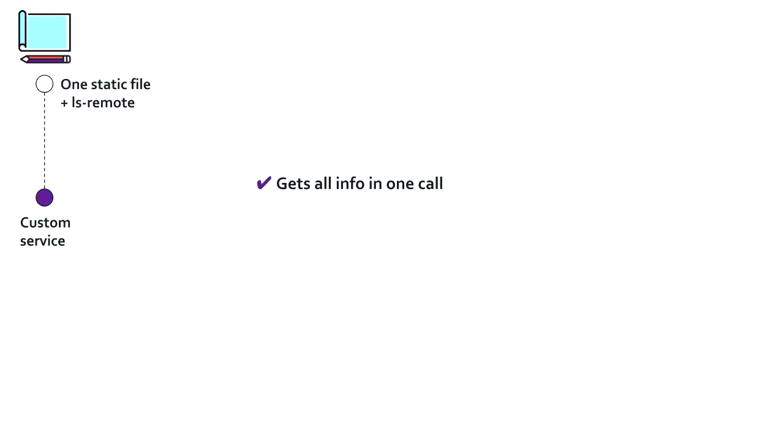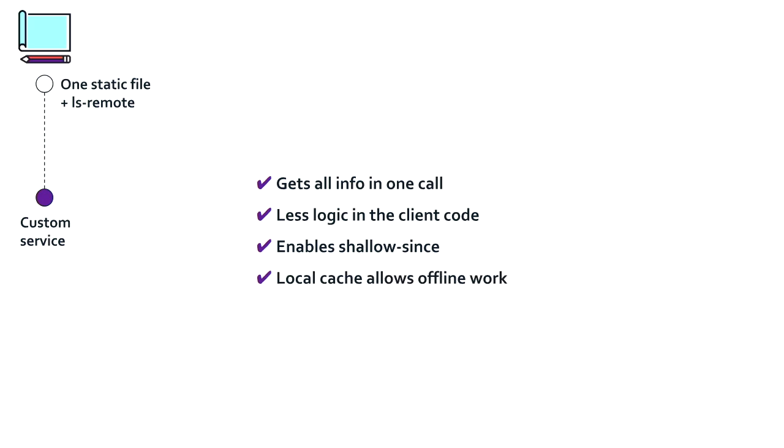OK, so the pros are that we get all info in one call from the server, so we don't need to do a lot of git ls-remote. We have less logic in the client code, which means it's much easier to distribute and update this. It enables shallow sense, which is a huge Git optimization. So Git does not allow shallow clone, but there are a few workarounds. One of them is shallow sense. And if you do git ls-remote, you don't have the timestamps that you need. If the server is the source of truth, then it can hold that. Local cache allows for offline work, and it avoids a round trip for every Bazel build.